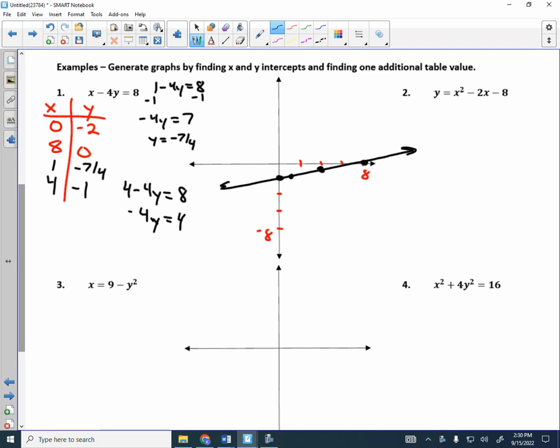We all good? So graphing lines, it doesn't have to be y equals mx plus b. You could graph a line by using x and y intercepts, pretty straightforward. This is a parabola. As I graph a parabola, I love to find the x and y intercepts right away. That's exactly what I do.